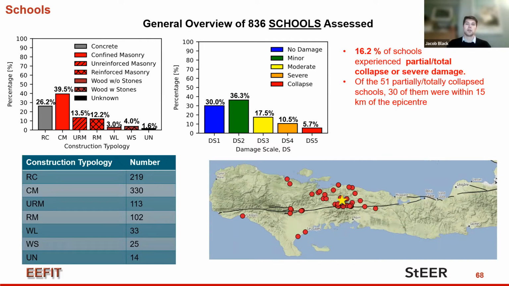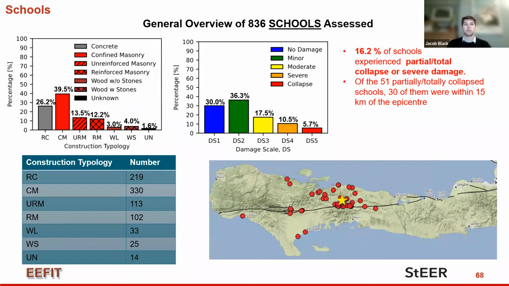And these tended to be non-engineered structures using local materials and expertise. So in terms of damage level, it was promising to see that 39 and 25% of the schools experienced minor and no damage respectively. However, 93 of the total schools were severely damaged and 51 experienced partial or total collapse.